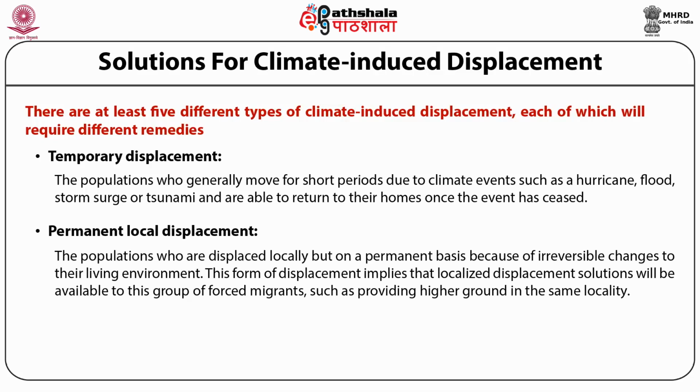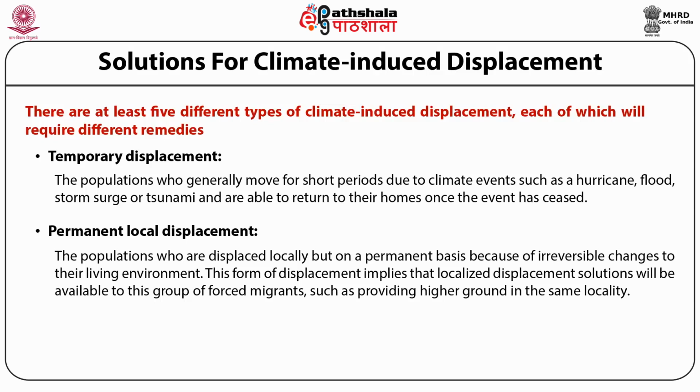The populations who are displaced locally but on a permanent basis because of irreversible changes to their living environment, especially sea level rise, coastal floods, the lack of clean water, and increasingly recurrent storm surges, are called permanently locally displaced.